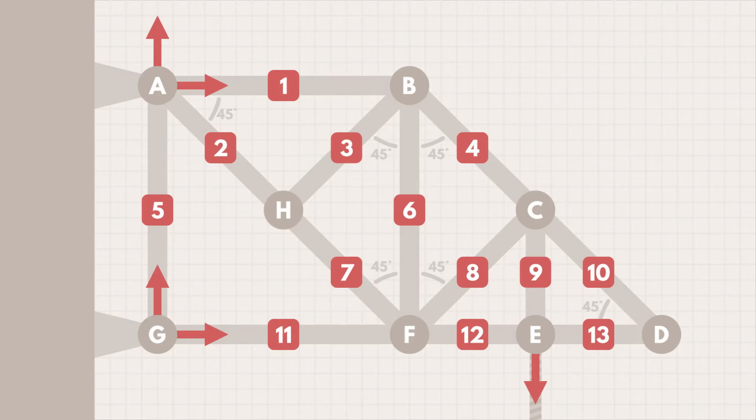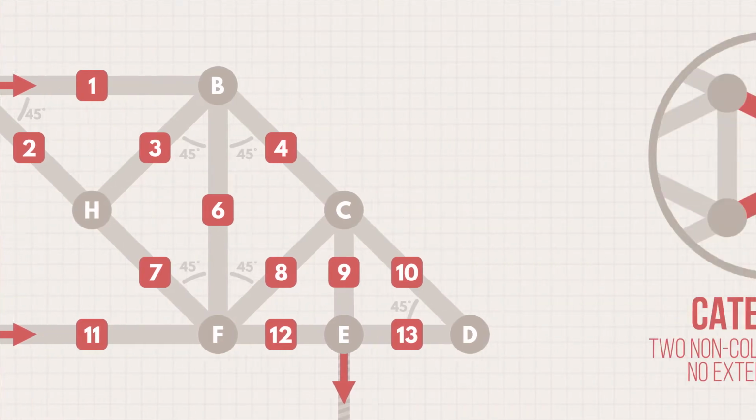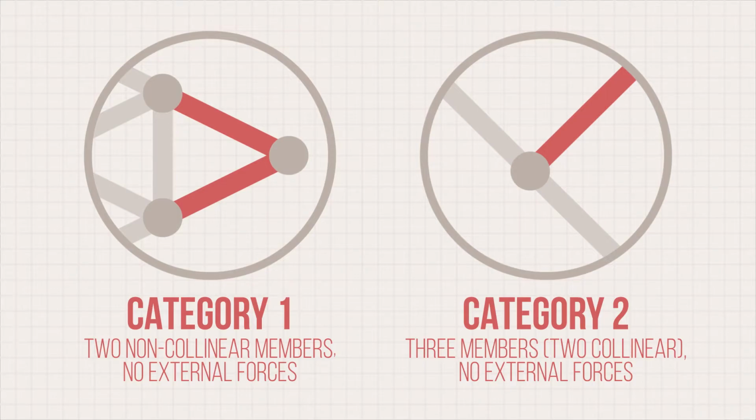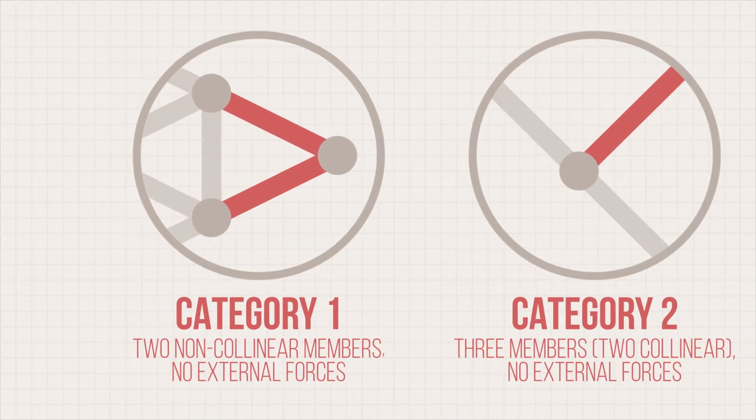Let's determine which members are zero-force members. Most zero-force members fall into two categories. When two non-collinear members meet at a joint without external forces acting on it, both are zero-force members. When three members meet in a joint without external forces acting on it, and two members are collinear, the third member is a zero-force member.